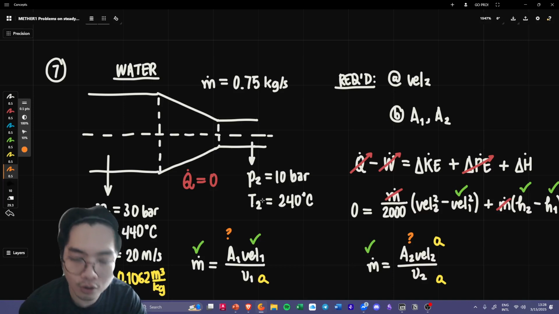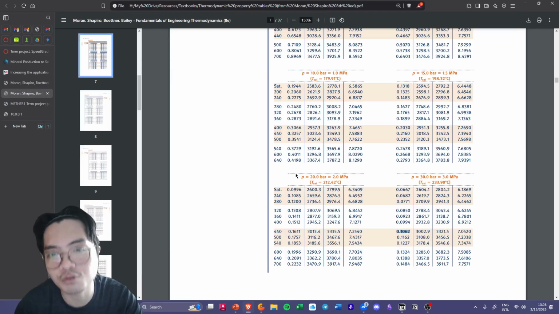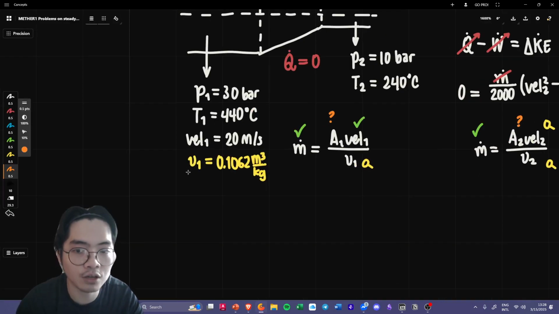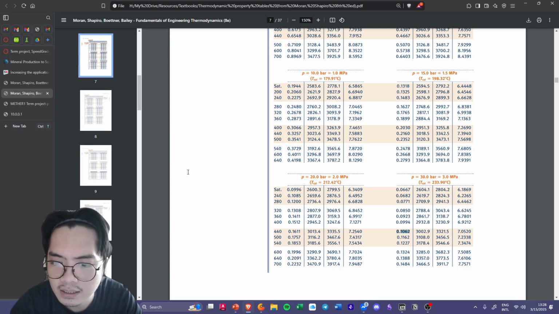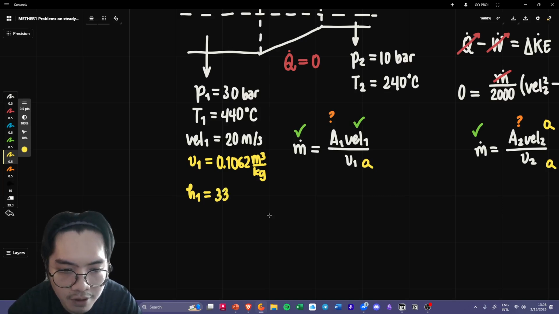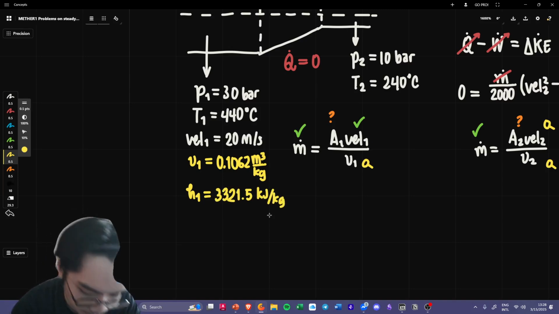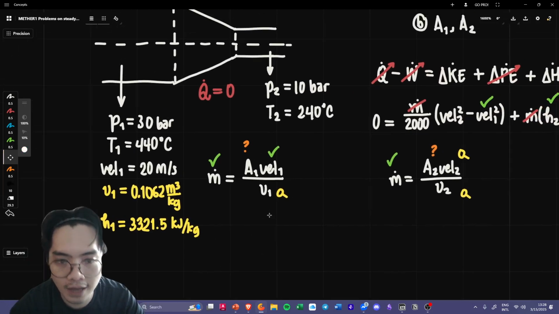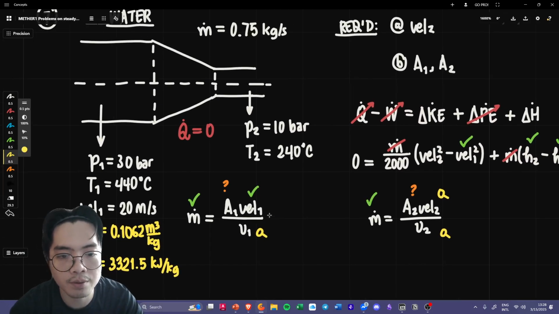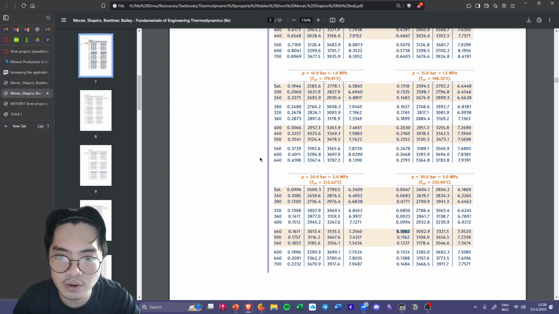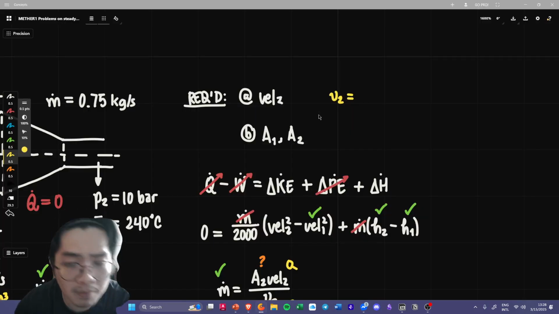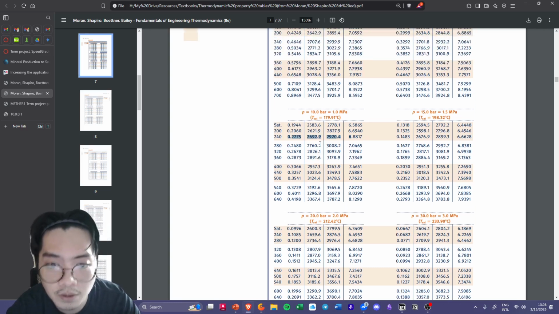And so now, all of that is to say that I don't want to go through multiple passes of the superheated tables. I will also now get the value of H1. H1 is going to be 3321.5 kilojoules per kilogram. Okay? And now, same thing goes here. For P2 and T2, I suppose I should put this here. V2 is now going to be at 10 bar, 240 degrees Celsius. That is going to be 0.2275.